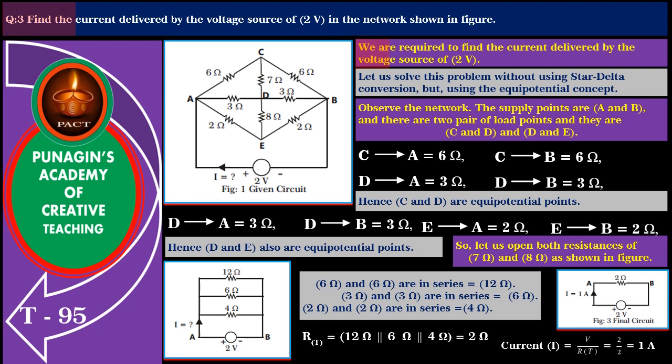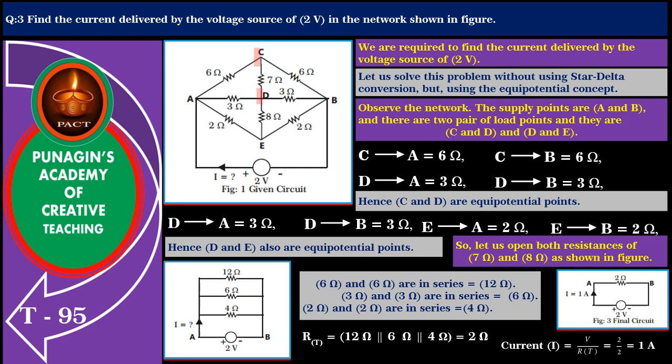Friends, in this problem, we are required to find current delivered by the voltage source of 2 volts. Let us solve this problem without using star delta conversion but using the equipotential concept. Observe the network. The supply points are A and B and there are 2 pairs of load points and they are C and D, and D and E.